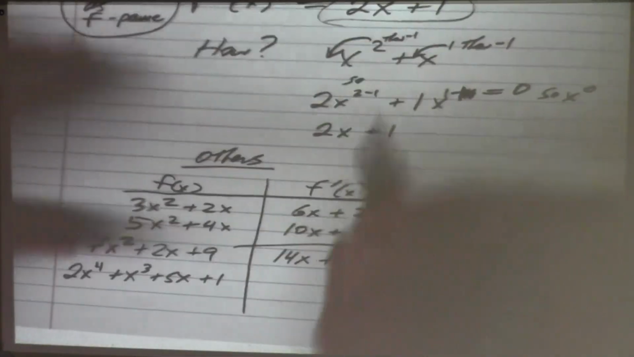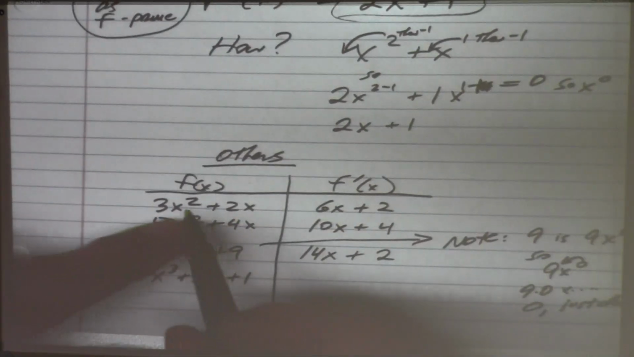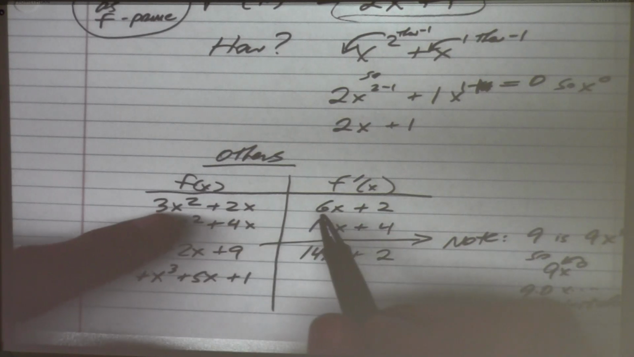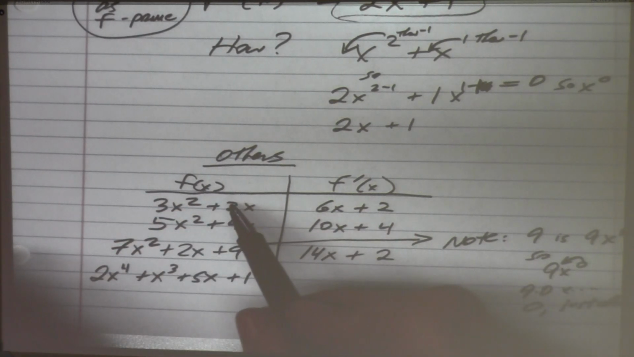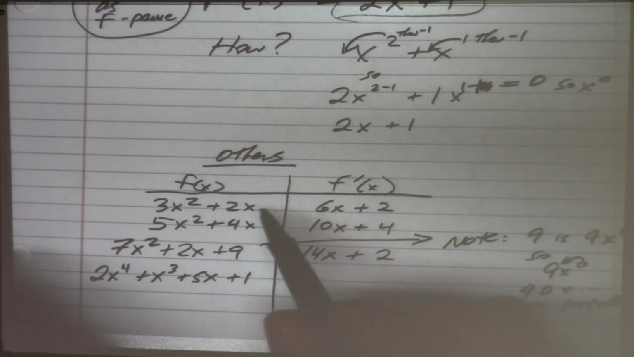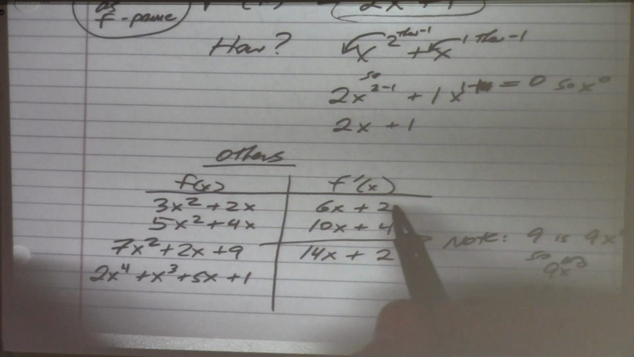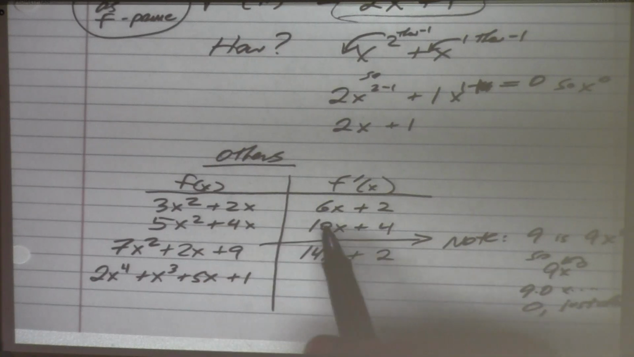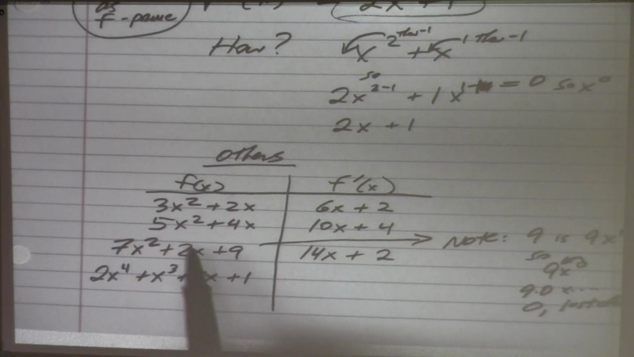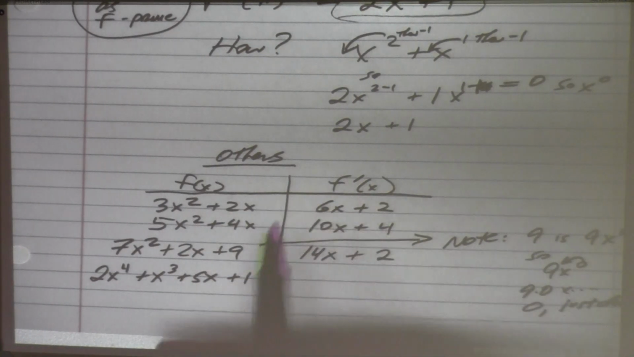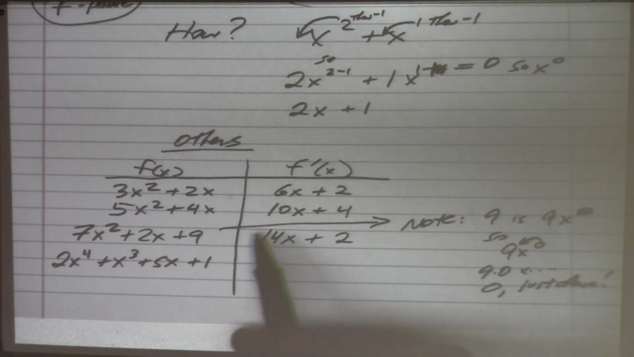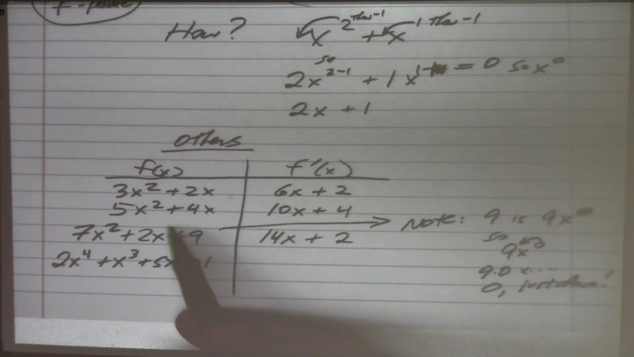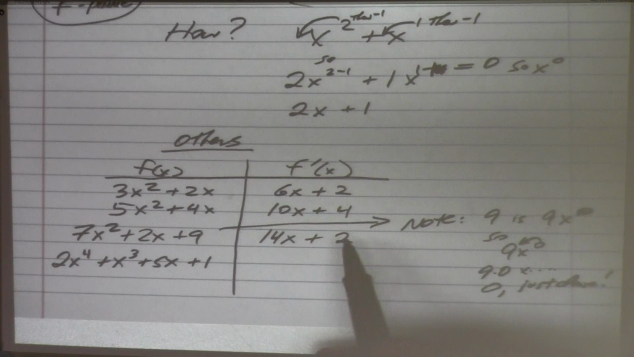Look at these other examples. These two are just like it. 2 times the 3 makes 6, and reducing it by 1, so this 1 becomes 1 times 2 is 2, and x to the 0 power. This one becomes 10x plus 4. This one's a little more complicated, though not much, and there's a note about 9. So 2 times 7 is the 14, so we have 14x. The 1 here multiplies to the 2, so it's 2, and then that becomes x to the 0.